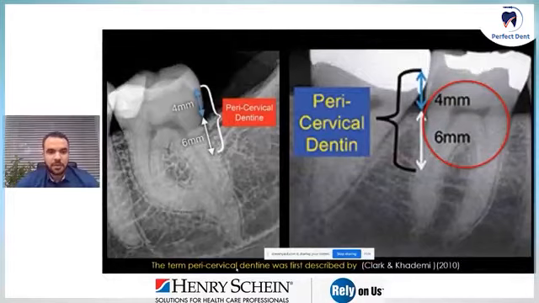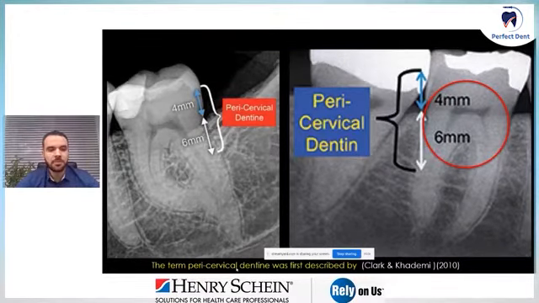Clark described the first term, which is pericervical dentine. Pericervical dentine is about 10 millimeters of dentine at the neck of the tooth. It's 4 millimeters of dentine above the crestal bone and 6 millimeters of dentine below the crestal bone. If we save the pericervical dentine as much as we can, we increase the longevity of the tooth structure for the long term.